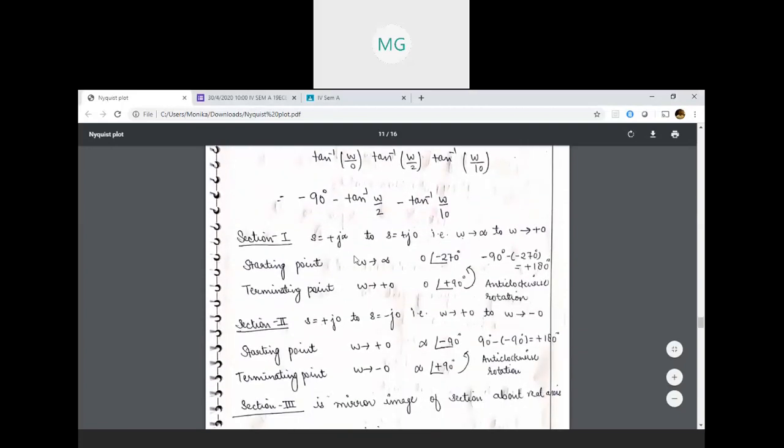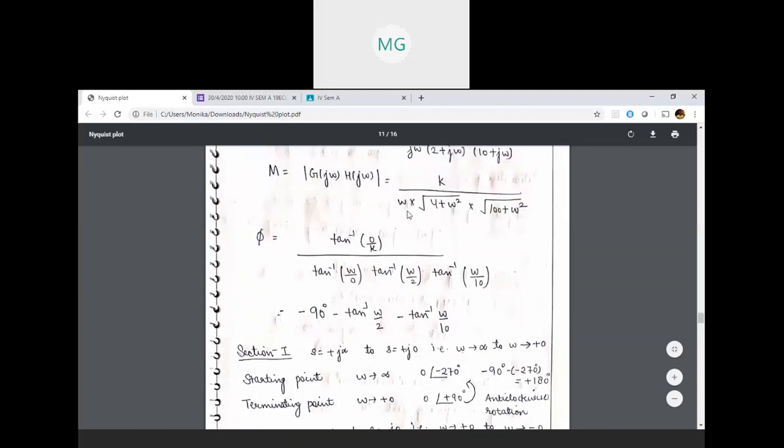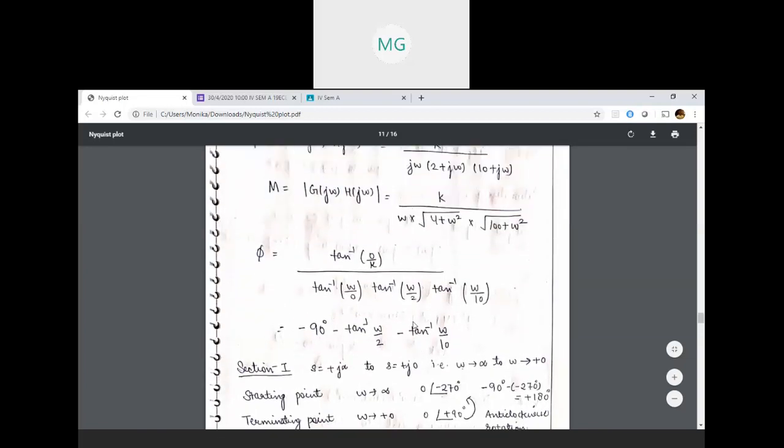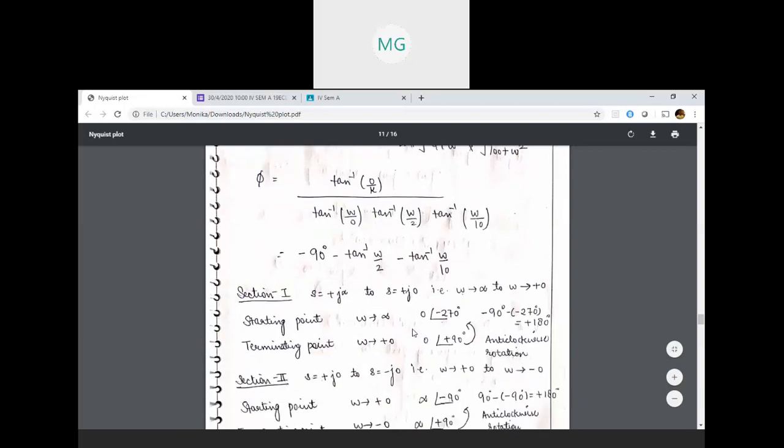Plus j infinity, plus j0. Alright, so your starting point is plus j infinity and the terminating point is plus j0. That means your omega is infinity and omega is 0. So your omega starts from infinity and ends at 0. So you can find the magnitude and phase by substituting the value of omega in the above two equations, the magnitude and phase equations. You will get the value of magnitude and phase here.